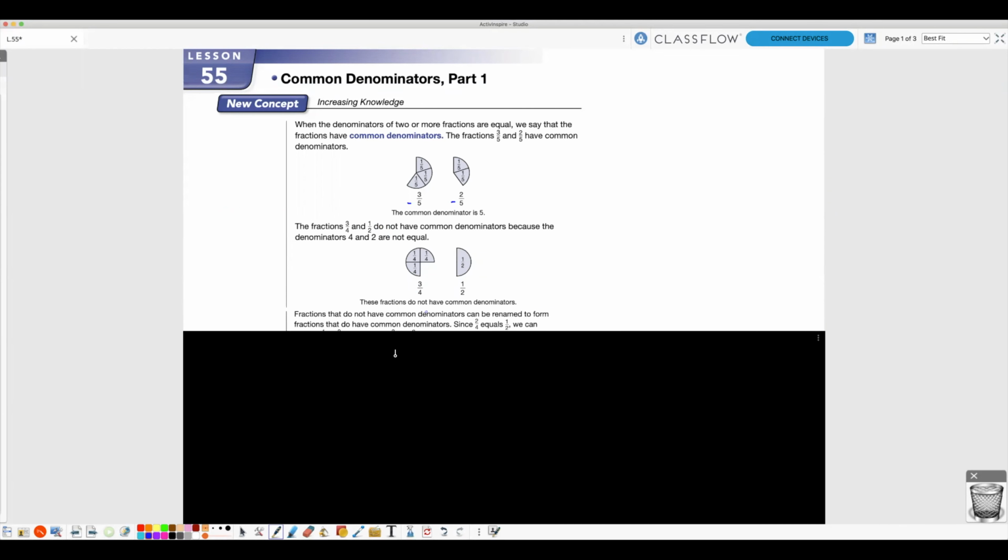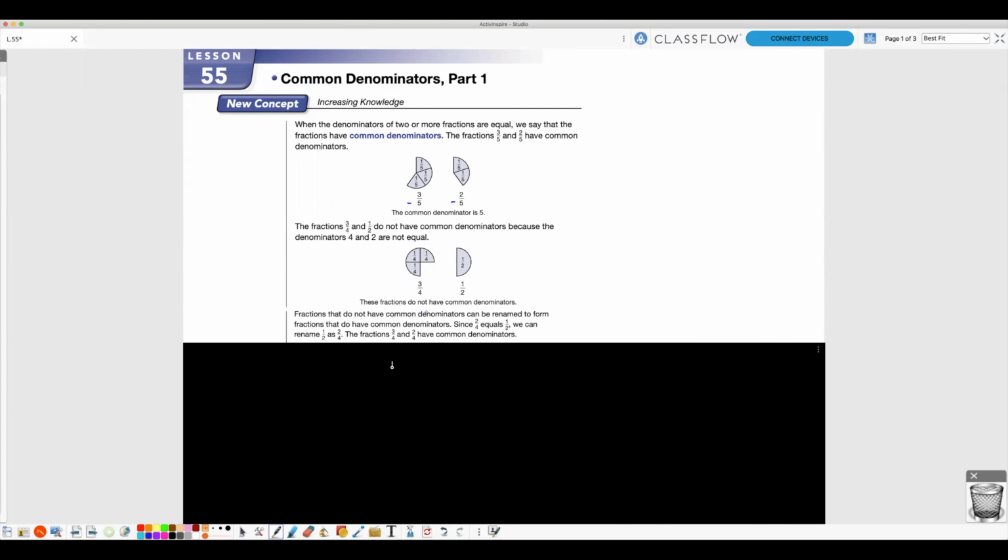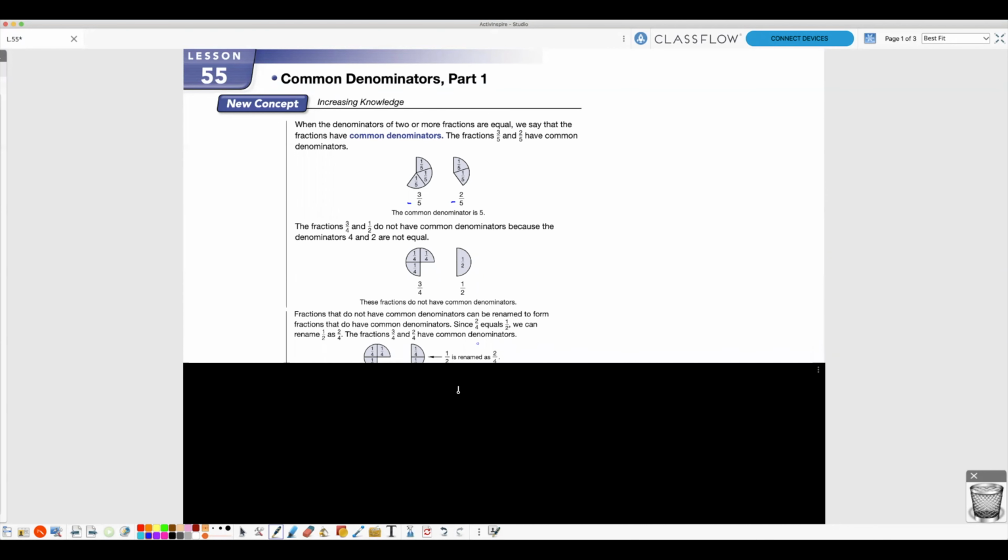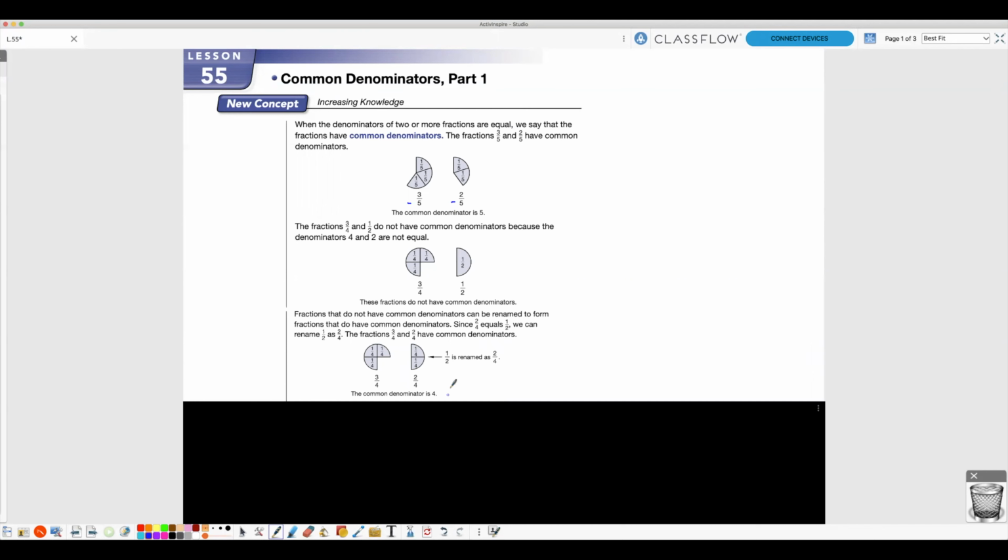Fractions that do not have common denominators can be renamed to form fractions that do have common denominators. Since 2/4 is the same as 1/2, we can rename 1/2 as 2/4. The fractions 3/4 and 2/4 have common denominators. The common denominator is now 4. So this is the same amount, 3/4, and this 1/2 is now just renamed as 2/4.